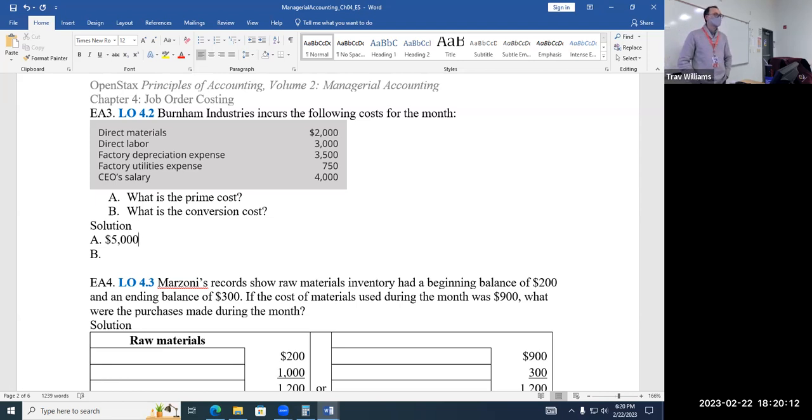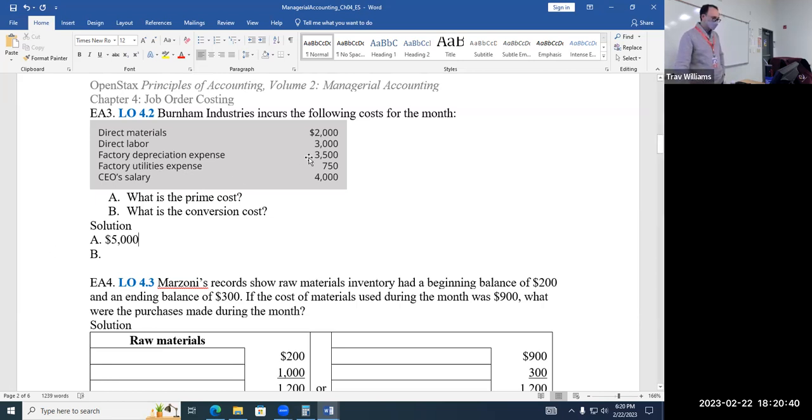Does anything else go into conversion cost? What's that? CU salary? No, okay, because the prime and conversion costs are only related to production, but labor is part of the conversion cost. Even though we already used it as part of prime costs, it's also part of conversion costs.